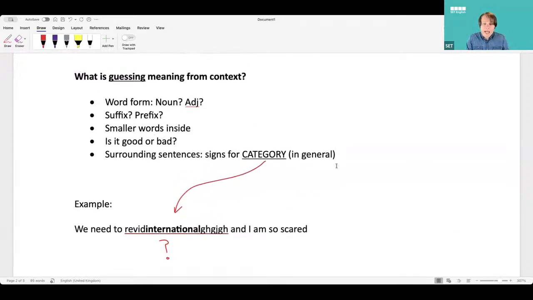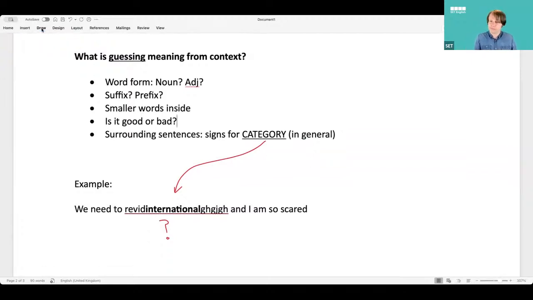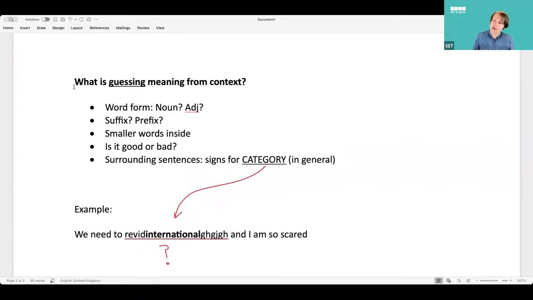Now, when I did my OET training, they said to me, Alan, when you teach vocabulary, you should teach this. Teach guessing meaning from context. So OET, they want this skill to be practiced. They think it's a good skill, okay?